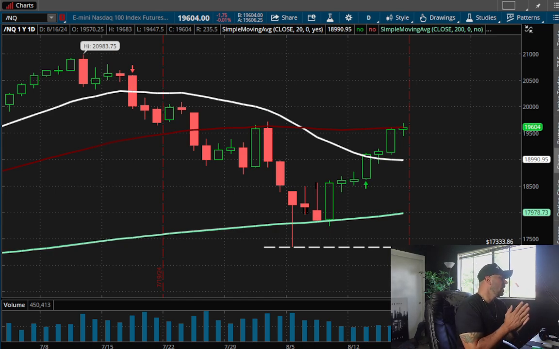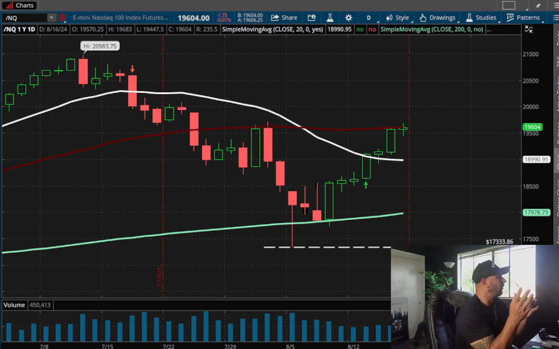Now, if we look at the daily chart that we're looking at here on the screen, we're going to be looking at three types of supply and demand zones. The first one being the 20-day moving average, which is the white line you see on the screen. The second one being the 50-day moving average, which is the red line. And the third one being the 200-day moving average, which is the granddaddy of them all.